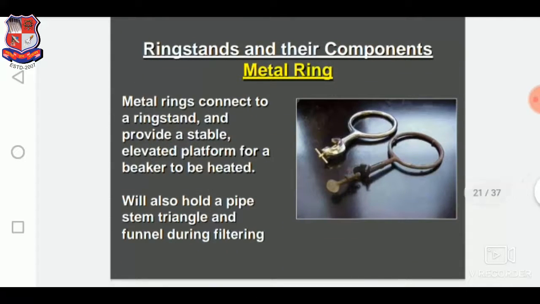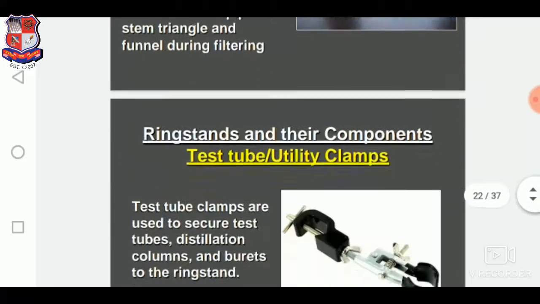Ring stands and their components. Metal rings connect to a ring stand and provide a stable, elevated platform for a beaker to be heated. We also use them to hold a pipe stem triangle and funnel during filtering.